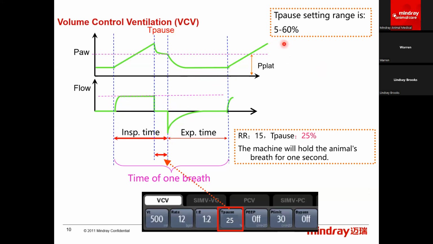And this percentage can be between 5 and 60%. So if we did 60% of a 4 second breath cycle, that's, let's see, over half. You know what? Let's say it's a 5 second breath cycle. That's easier for me. So let's say you're at a respiratory rate of 12. Each inspiratory-expiratory cycle is 5 seconds long. If you have a 60% T-pause, that would be a breath hold of 3 seconds. So your patient breathes in for a short time, holds their breath for 3 seconds, and then exhales. That might not be clinically appropriate for most patients, obviously.